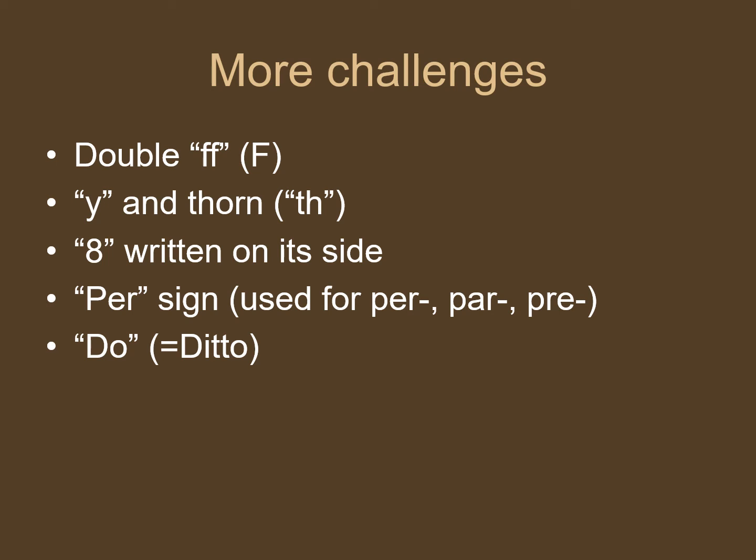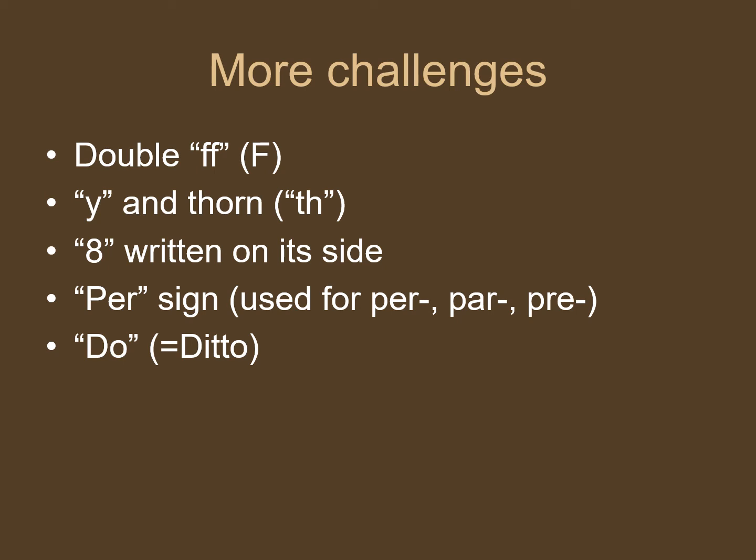Capital F is two lowercase f's written together. I have already mentioned how the Old English character called thorn is often confused with Y in words like the, that, there, and then. A curiosity you may run into is the number 8 written on its side so that it looks like an omega sign and may be confused with 2 zeros.